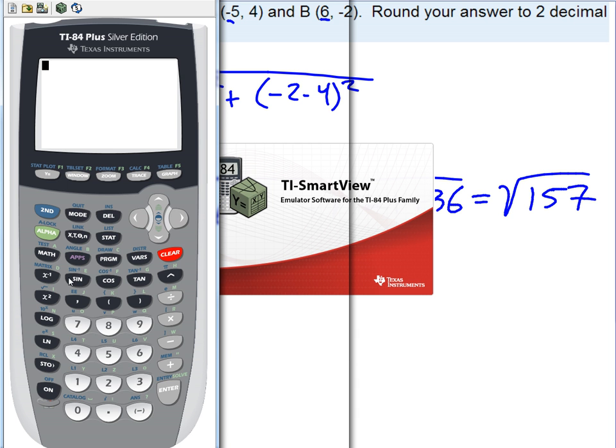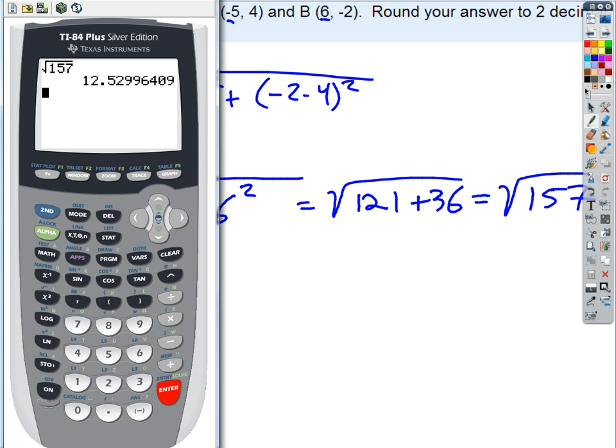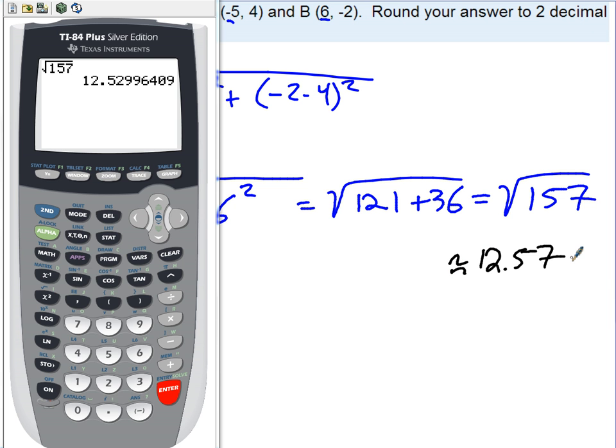Okay, so we'll do square root of 157, which gives us 12.53. I was way off. You said 12.57. That's pretty good. And that's what we did. We just rounded to 2 places.